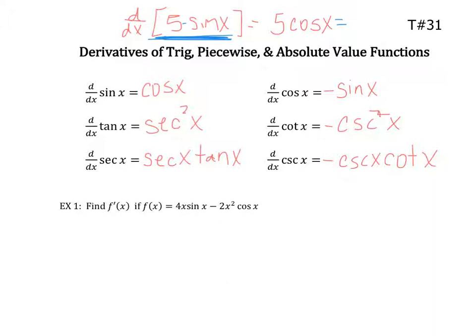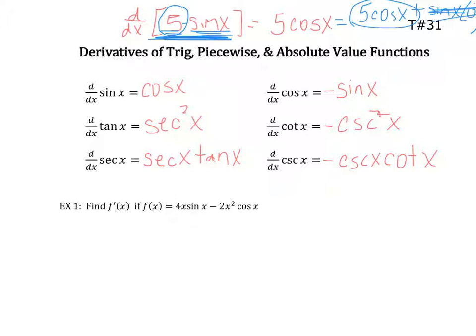Because look, if I considered 5 to be my first and sine to be my second, and I did the product rule, I would do 5 times the first times the derivative of the second, which is cosine, plus the second, which is sine, but look at this part, times the derivative of the first. If the first is a constant, this would be 0, and it goes away, so I just get this. That's why I don't bother to do the product rule when I just have a constant times something. I just bring the constant down. It's not that the product rule doesn't work.